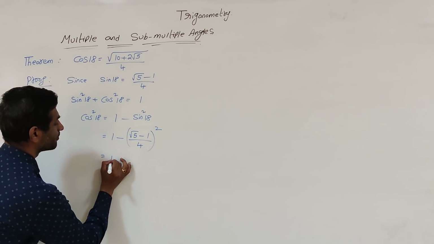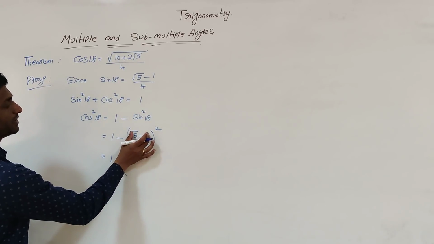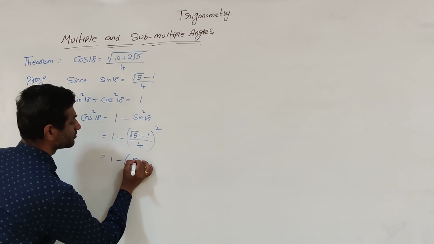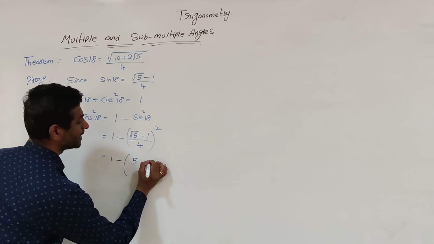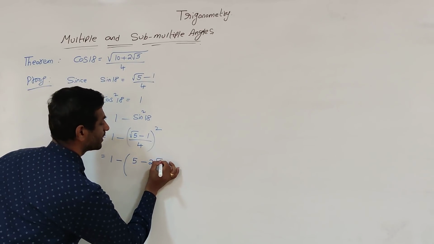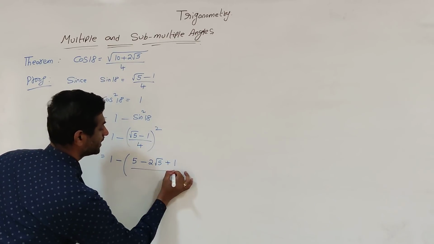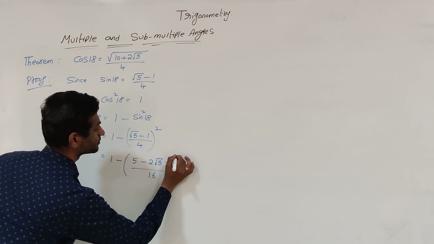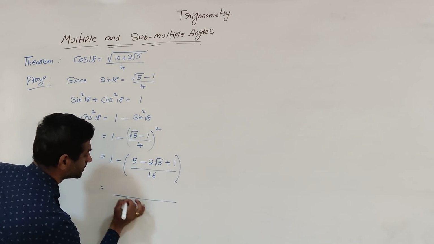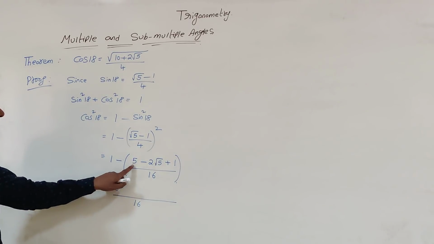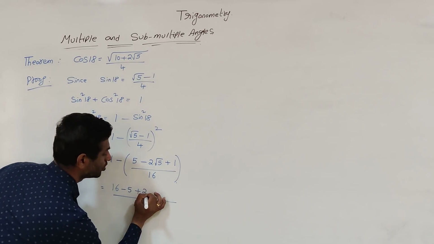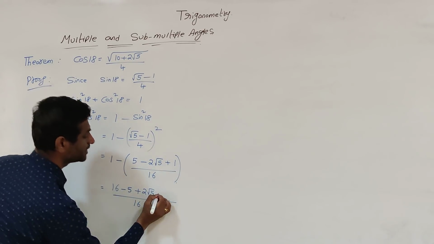If you simplify, it will be in the form of (a minus b) whole square. So it will be root 5 whole square, which means 5, minus 2ab, minus 2 into a is root 5, b is 1, so it will be root 5 plus 1, by 4 square, which is 16. If you take LCM, 16 is the LCM, so 16 minus 5 plus, minus into minus becomes plus, 2 root 5, minus into plus 1 is minus 1.